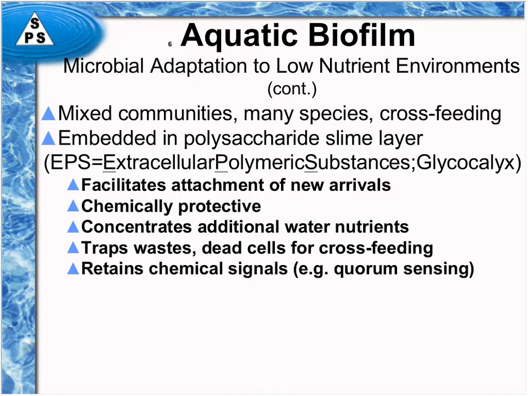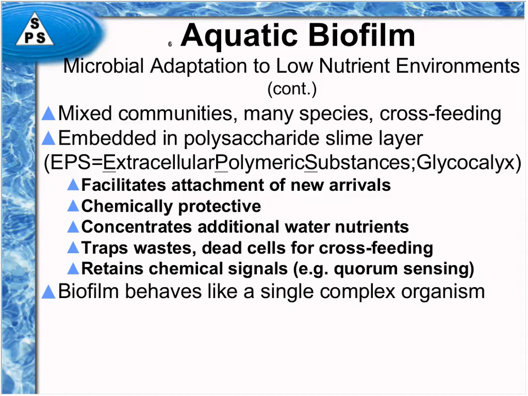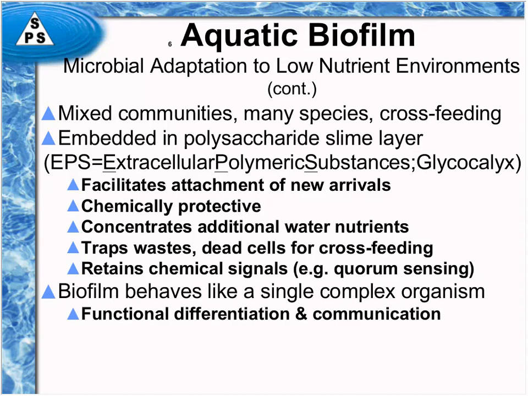Because of this matrix and its retention capacity, it tends to retain chemical signals that the organisms, we are now learning, tend to excrete. These are called quorum-sensing compounds, as just a general name, and they actually function to turn on and turn off different genes associated with neighboring organisms and allow the biofilm to function as a higher organism. It actually behaves as a single complex organism as opposed to just a collection of individual independent cells. It does allow some functional differentiation of the cells. It allows communication between the cells.